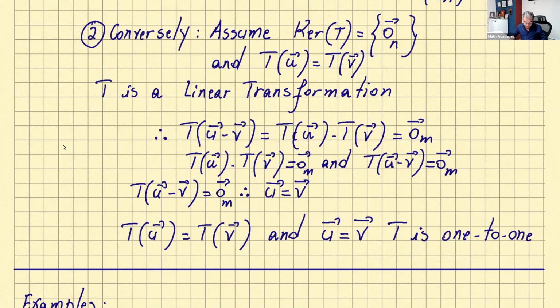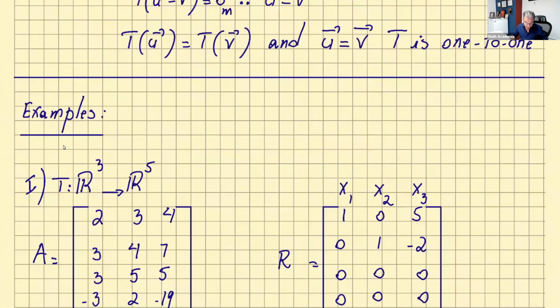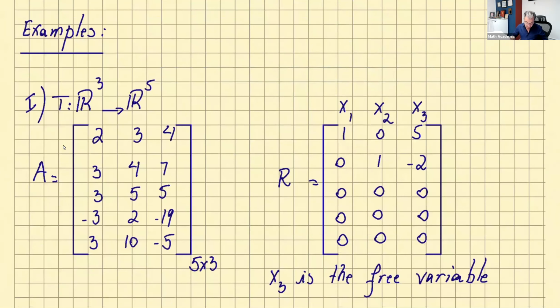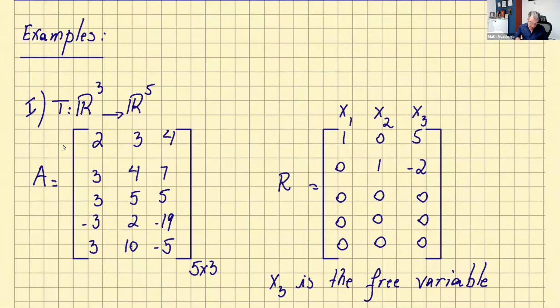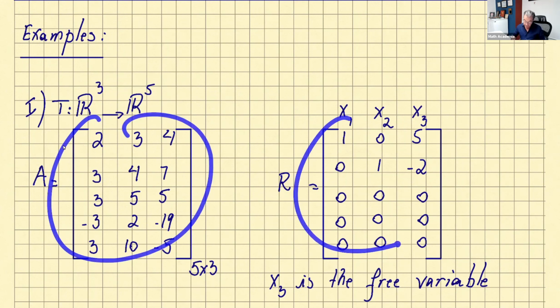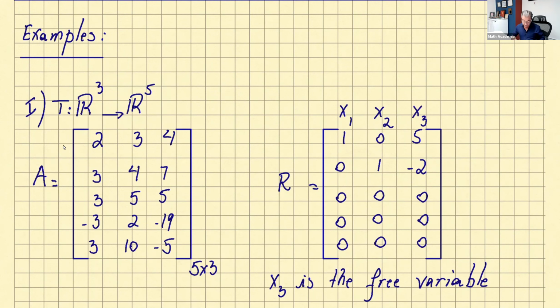Now let's do some examples. It's a fast way to find out if a transformation is one-to-one. The first example, we have a transformation from R3 to R5. So basically the matrix is a 5 by 3 matrix, and we have that. I also wrote R, which is the RREF of A here. So if you find the RREF of A, you get that matrix, and you need that all the time.